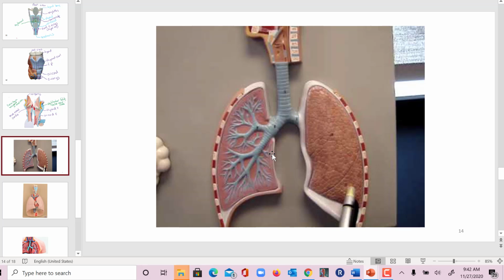the trachea. We have the left primary, that's the one with the little circle, primary bronchi. And we have the right primary bronchi. And then on this model, we can see secondary bronchi. So those branch off the primary.